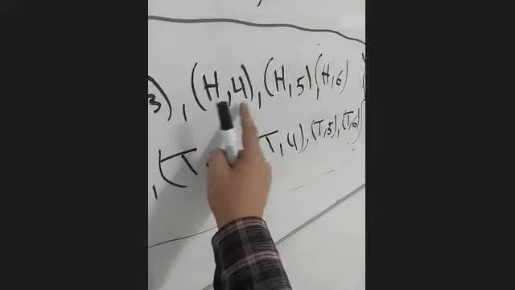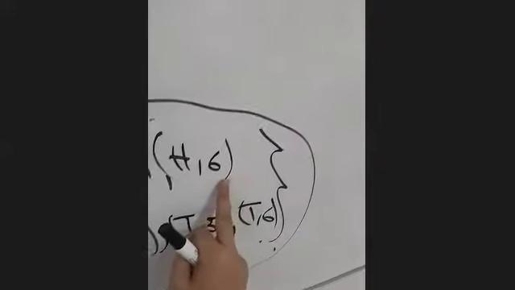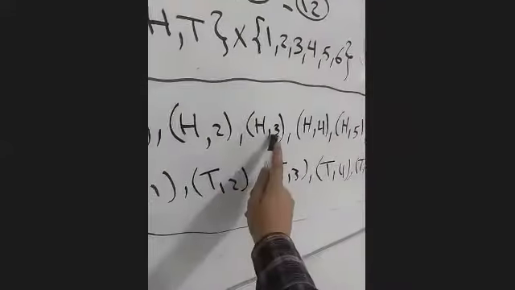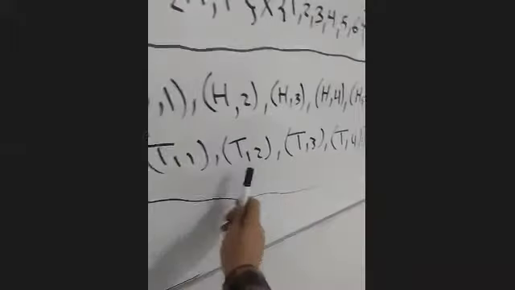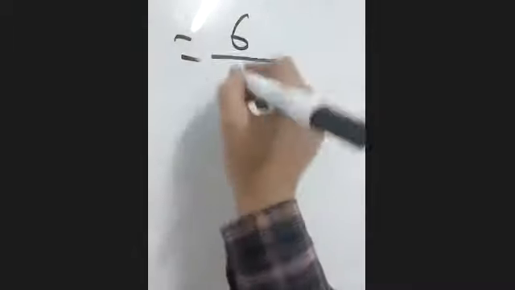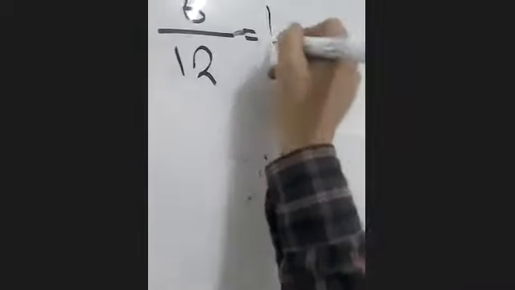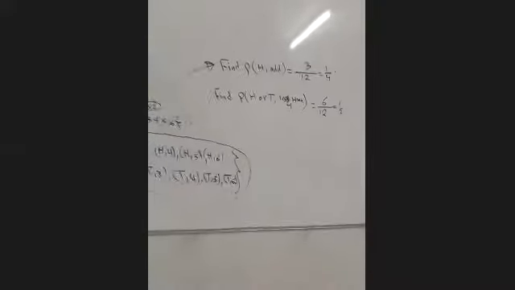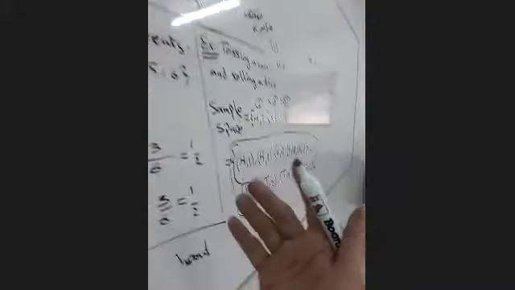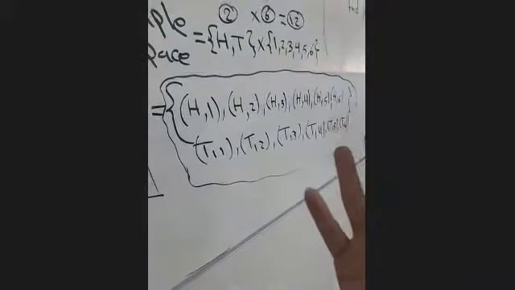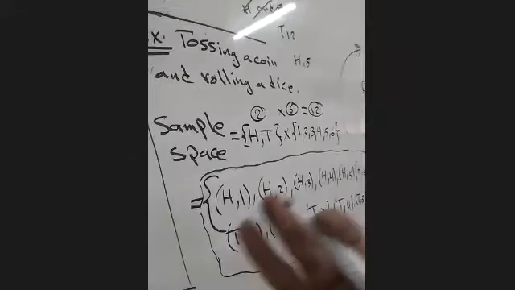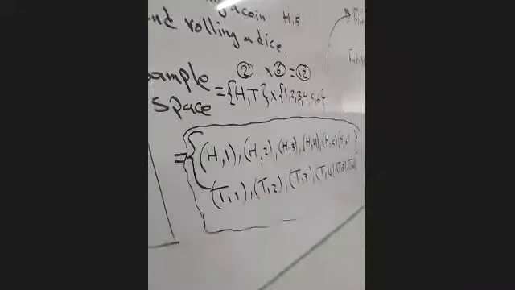Because this four has head, but the four is not less than four. The five, not less than four. The six, not less than four. So, 1, 2, 3. Head or tail? 1, 2, 3. How many? Six. Six over 12. Six over 12 is one over 2. Means, to find the probability of compound events, you need to try to write the sample space.